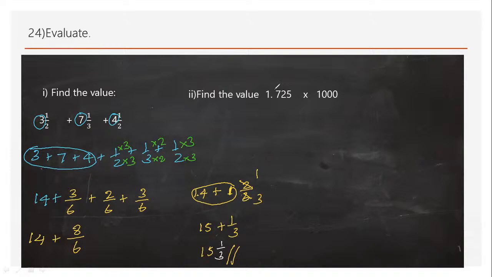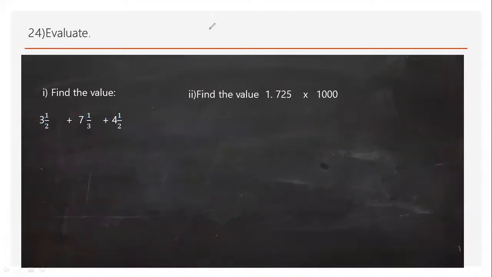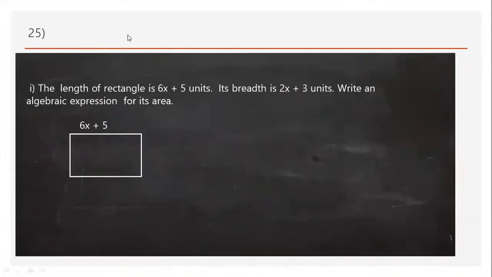1.725 multiplied by 1000. 1, 2, 3 decimal places moving towards the front. So, what is the answer? 1725. Question number 26. No, 25, right? 26 later.